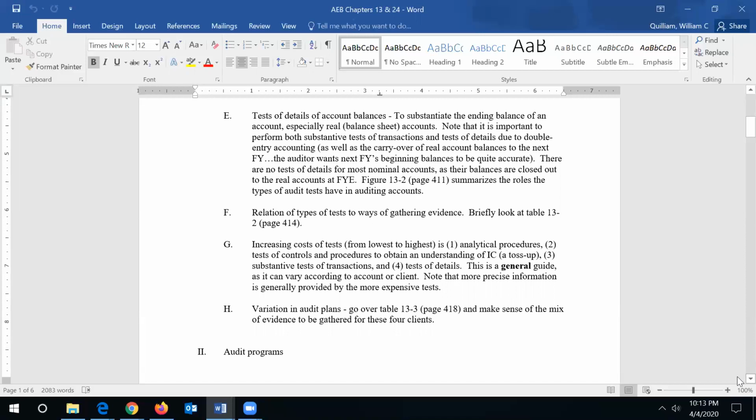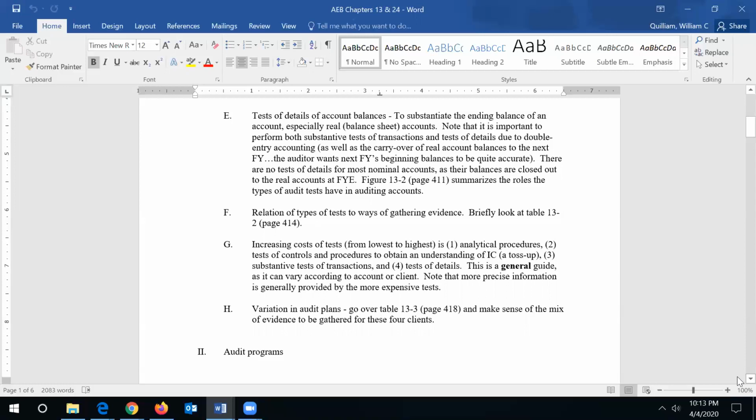And figure 13.2 on page 411 summarizes the roles the types of audit tests have in auditing accounts. If that figure helps you, that's great. If not, that's okay too. With F, relation of types of tests to ways of gathering evidence, you might just want to briefly take a look at Table 13.2. I won't test you on that, and I won't test you on the previous table either.